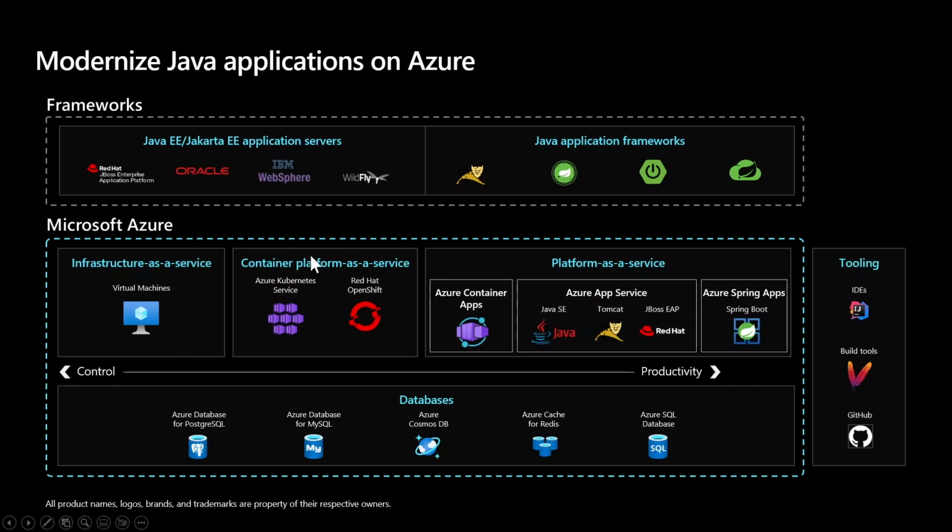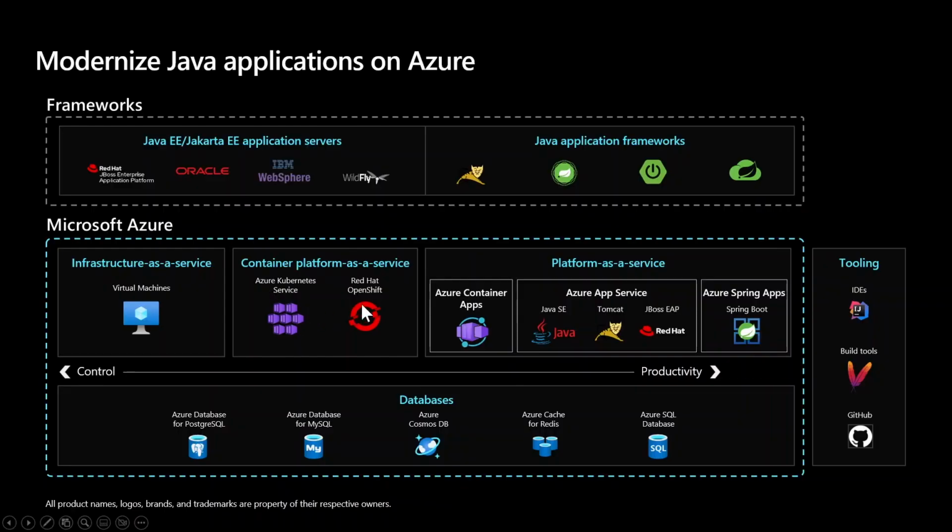Now, you can run everything on virtual machines if you want to have full control of what you're doing. It's a great place to start. If you are using containers, because we all love containers, right? It's an easy way to ship our code. You can choose from the Azure Kubernetes Service or Red Hat OpenShift, which is fully supported on top of Azure.